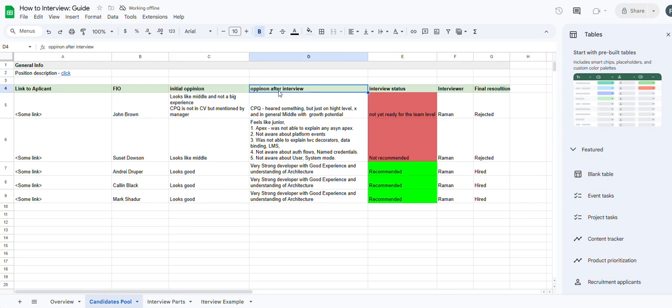Then we have our opinion after the interview. For example, if previously that candidate was looking good in terms of CV, and now we could see that he is a very strong developer with good experience, understanding of Salesforce architecture, and so on and so forth, then our interview status might be that we would like to recommend the person, right? And then we have our final decision process, or sometimes a candidate could reject the position, or sometimes the company could reject, whatever might happen. But in that case, it will allow us to save the history and understand what was our initial expectation and what was our final view on that candidate.